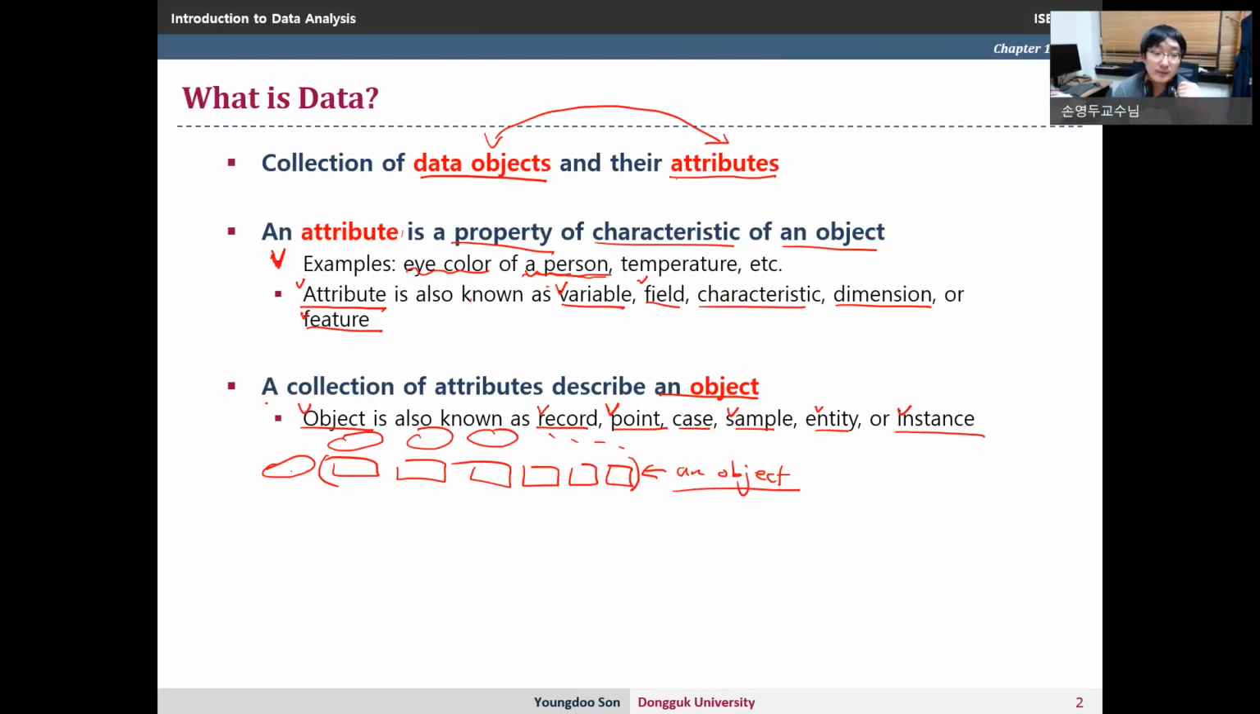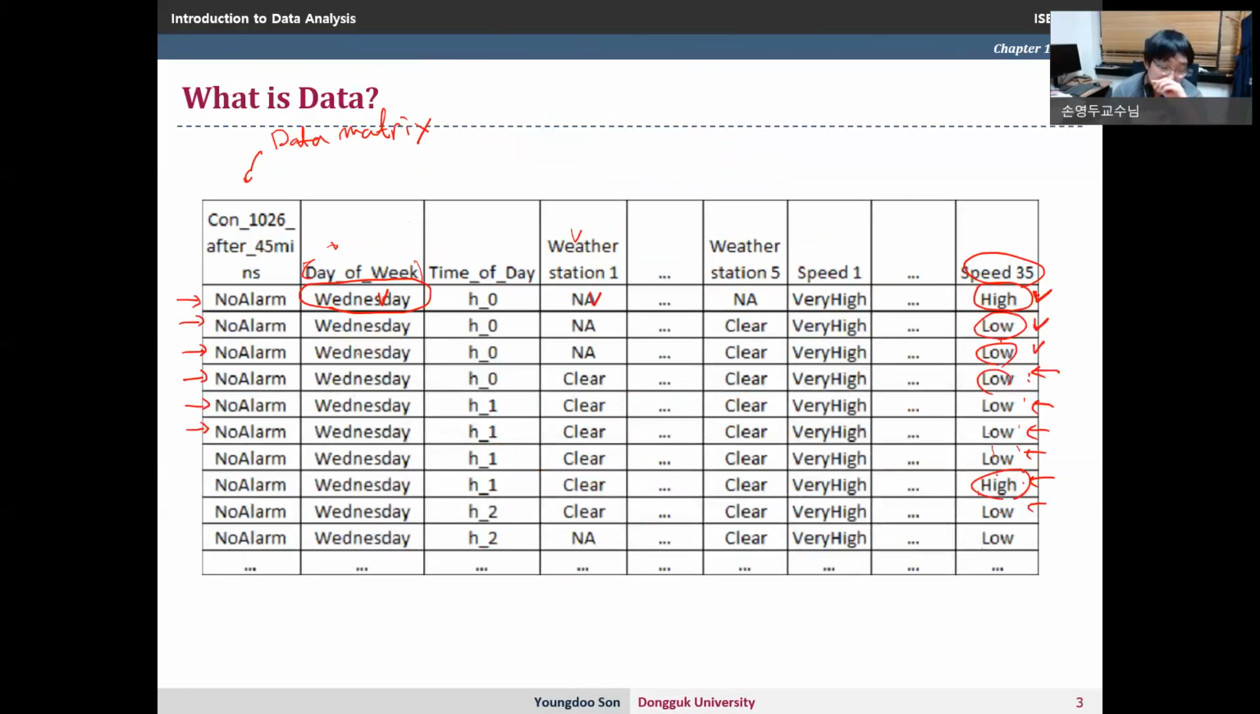And the object is a member in the data set. The object is also called record, point, case, sample, entity, and instance. So this is the table of a typical data set. Each row denotes each record and each column is about each attribute.